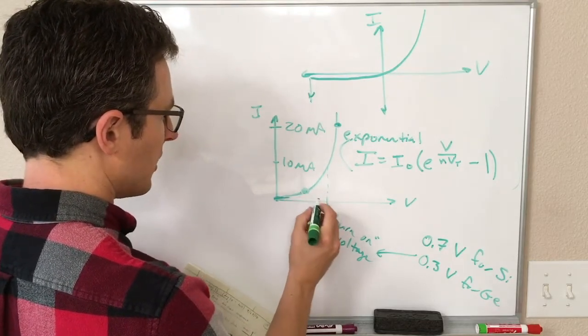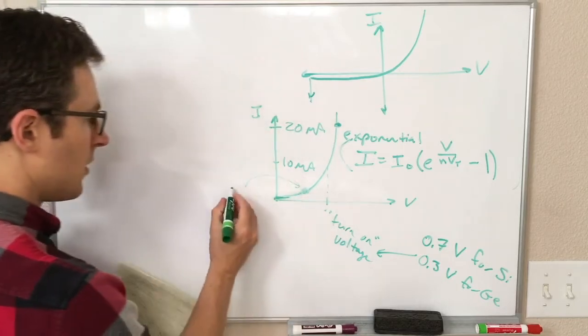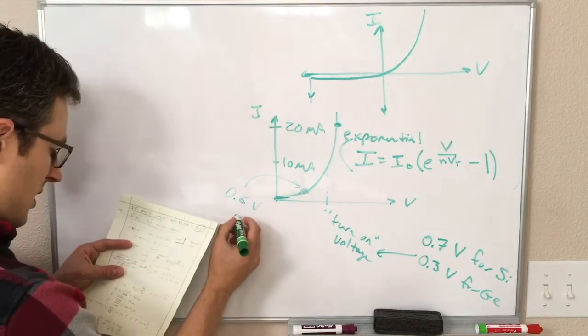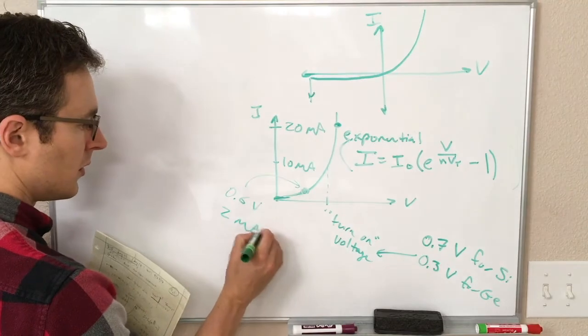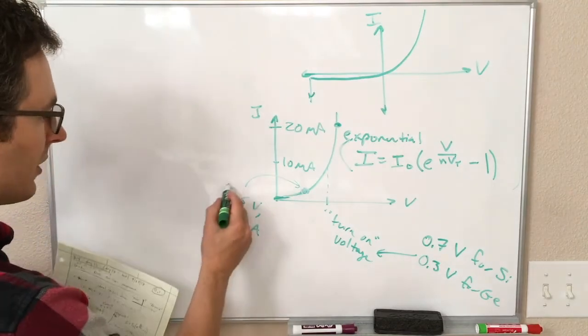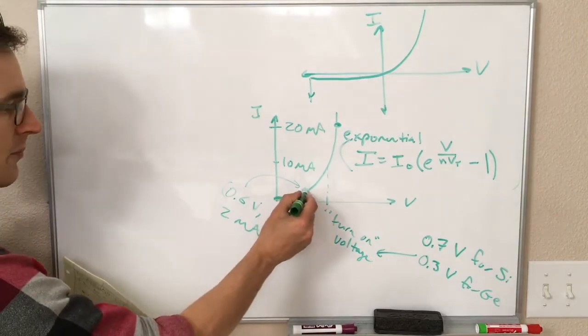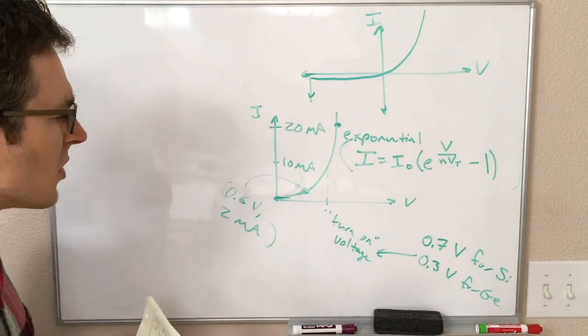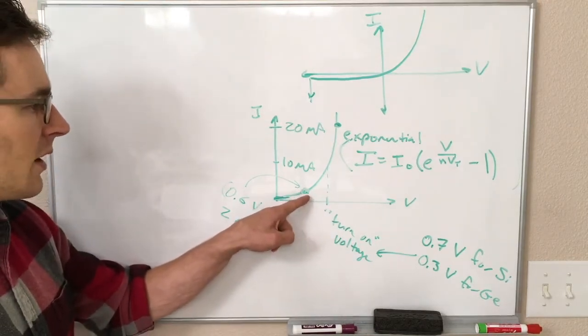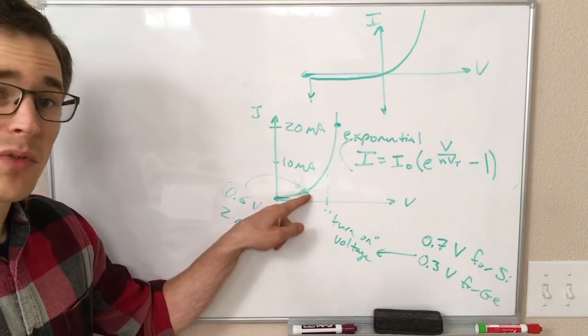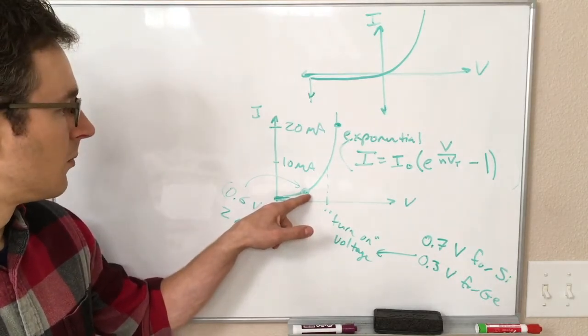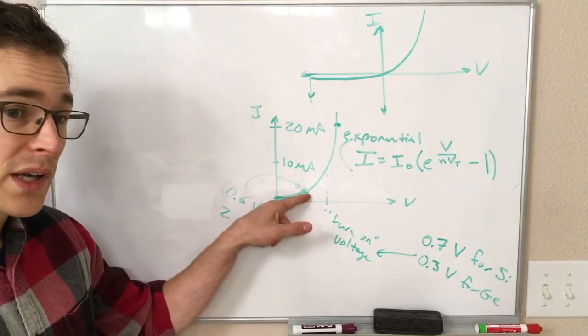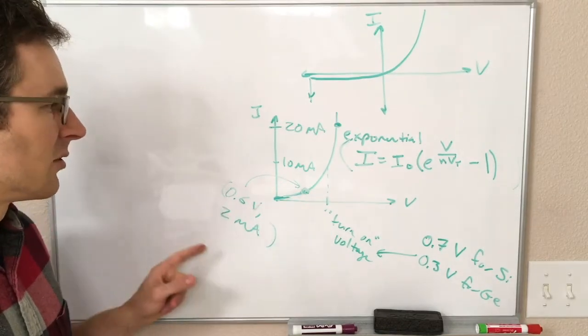So let's say this point is 0.6 volts and 2 milliamps. So we could think of these as the coordinates of this point. So our diode, when it is at this point, is doing the same thing in our circuit that a resistor would be doing if it had a particular value of the resistance.